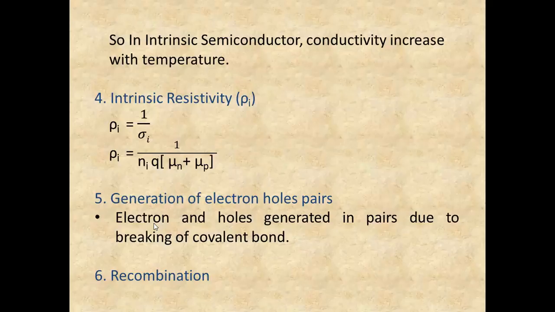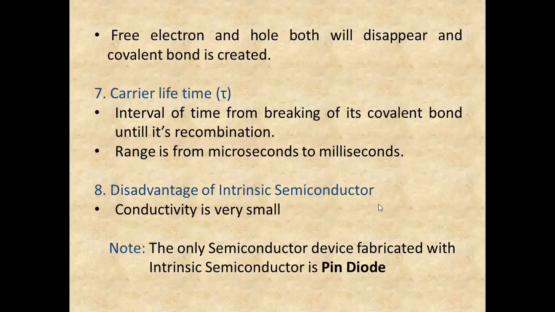Sixth is recombination. What is recombination? Recombination is basically a free electron pairing with a hole. That means during recombination, the free electron and hole both disappear and the covalent bond is created. I have mentioned the same thing here. During recombination, the free electron falls from the conduction band to the valence band to recombine with a hole, and the difference of energy is dissipated in the form of heat and light. Recombination is, in simple words, just the reverse procedure.